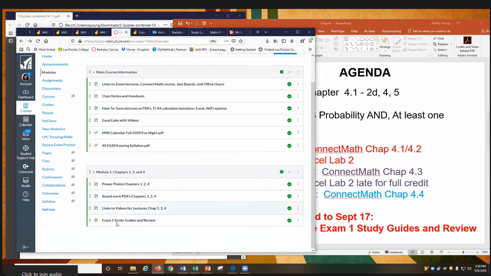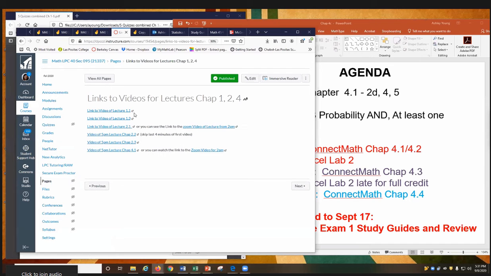Down here is all the stuff for this module, this exam, chapters 1, 2, and 4. So the PowerPoints we've been doing, the board work PDFs afterwards, so you can see all the stuff that we've done and you can see it written up. And then the links to the videos, either the Zoom one or the regular one that I'm doing in this class. So you should be able to watch those there.